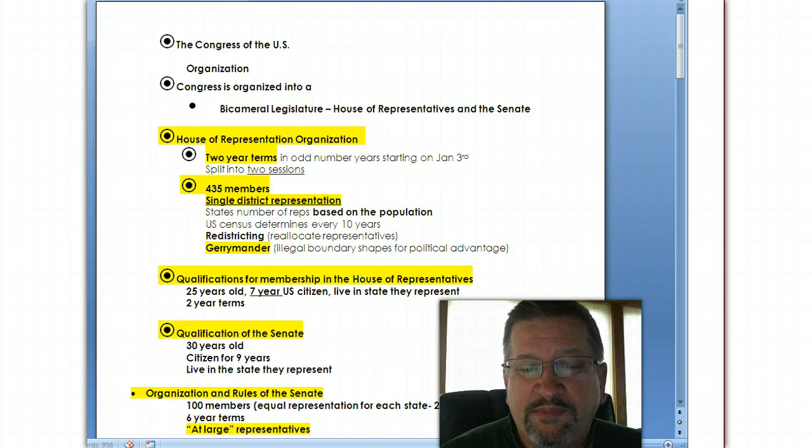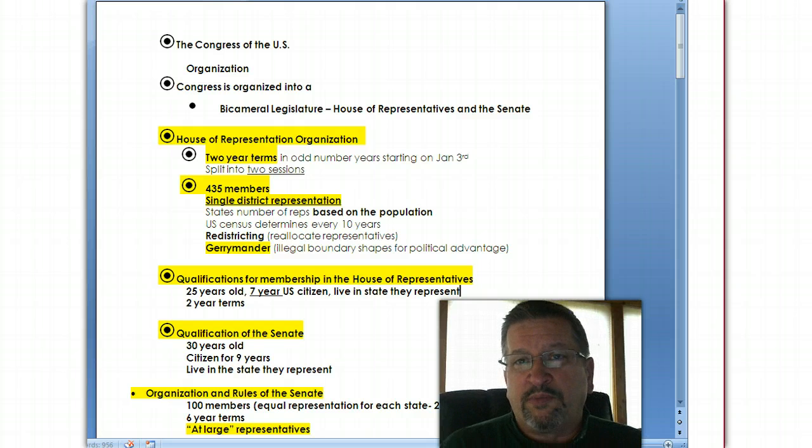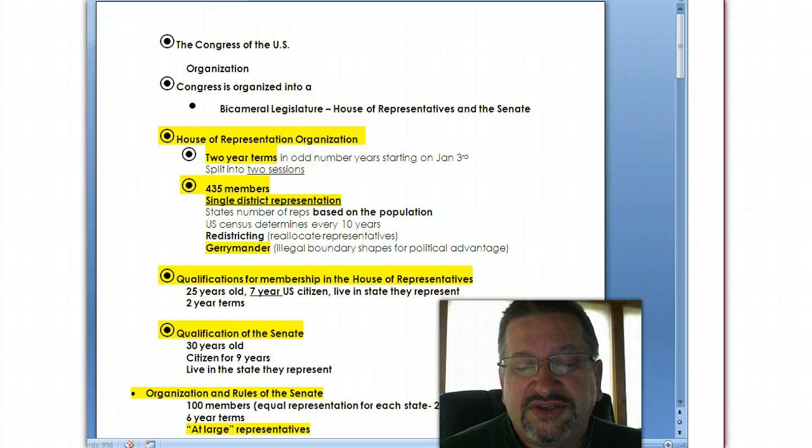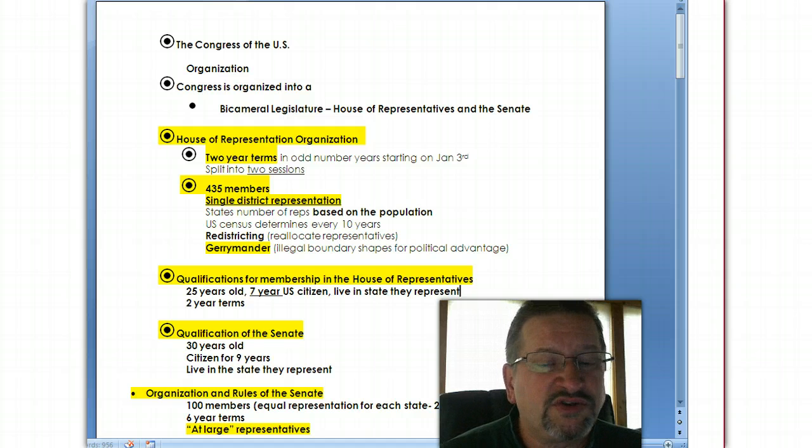Once they determine where people live, then they have to make sure that each district has approximately the same number of people in it. And in order to do that, they redistrict every 10 years or reallocate where those representatives will represent. If you move those boundaries in order to help your party or to gain an advantage politically, that's called gerrymandering, and that is illegal. And gerrymandering is usually hard to prove unless the boundaries are very unusual.